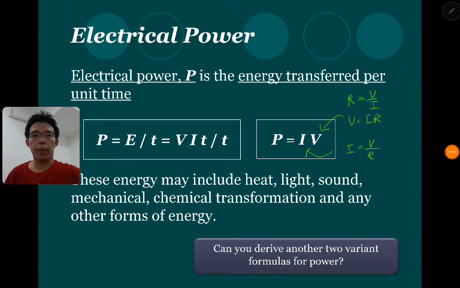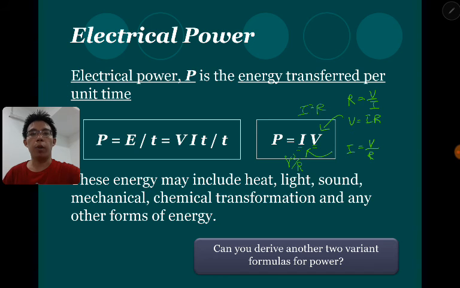As I mentioned just now, you can use R equals V over I, so we have V equals IR. We substitute this into the V here, and we get I squared R as the second variant. Also, if you have I equals V over R and you substitute into this equation, you get V squared over R. So there are three equations: P equals IV, P equals I squared R, and P equals V squared over R.